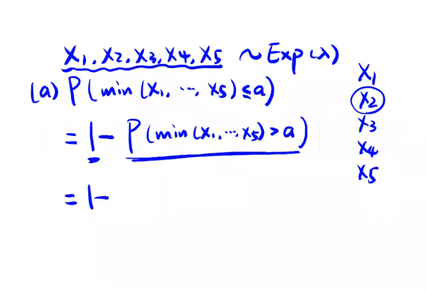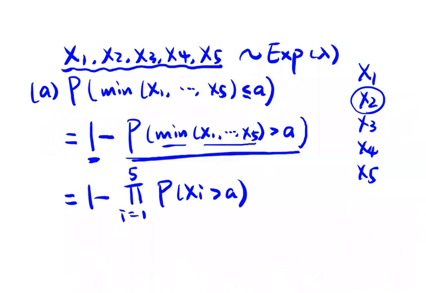So from here, because they're independent from each other, the minimum of the x1 to x5 is greater than a. That tells you that all of them need to be greater or equal to a. So that gives you the product for i from 1 to 5 of the probability that xi is greater than a. Okay, and then this is 1 minus CDF. So based on the result that you have with the exponential distribution, that will be e to the power of -5 lambda a, and then 1 minus that.